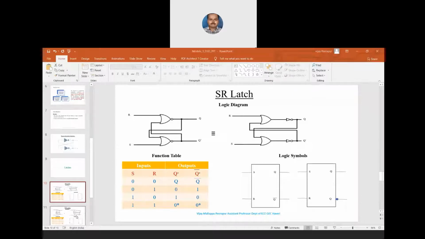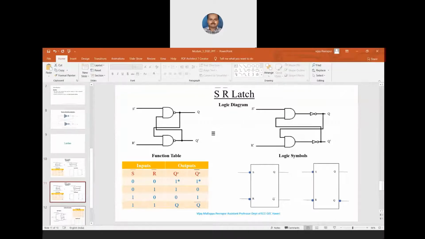The next latch we have is the S bar R bar latch. Instead of a NOR gate, which we saw in the SR latch, here we have a NAND gate, and its equivalent is this, followed by an inverter. One of the inputs is S bar and the other is R bar. The outputs are Q and Q bar.